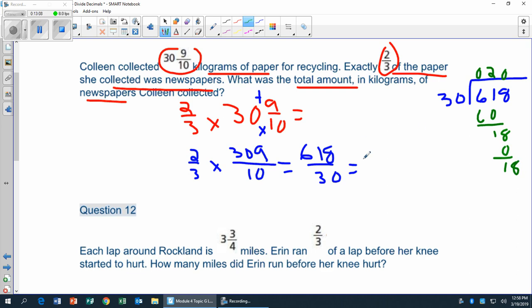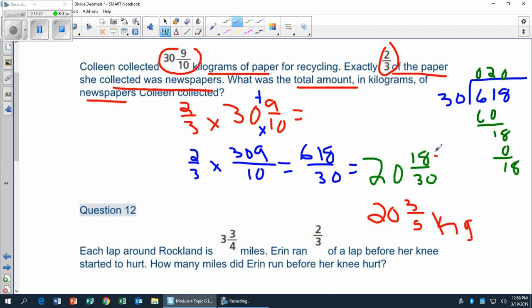So my answer would be 20 18/30. And then we can simplify that if we wanted to, and we come out with 20 3/5 kilograms, because up here I divided these by 6. Next.